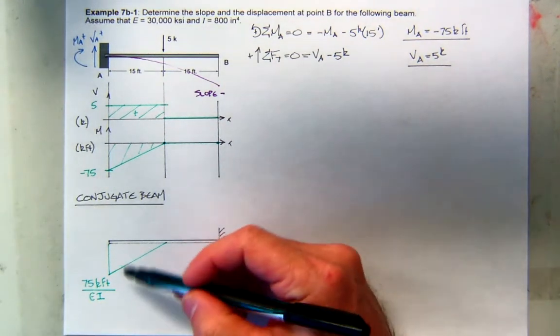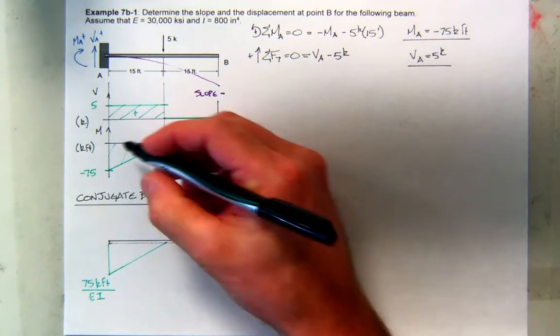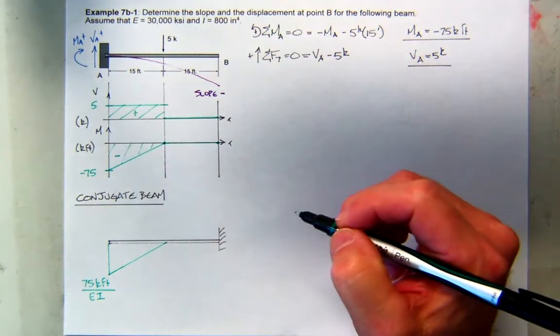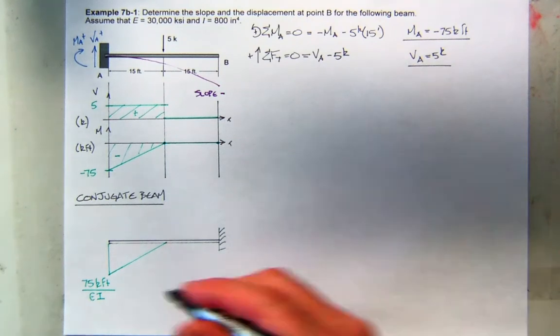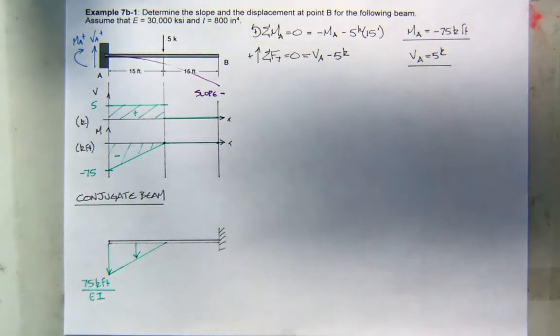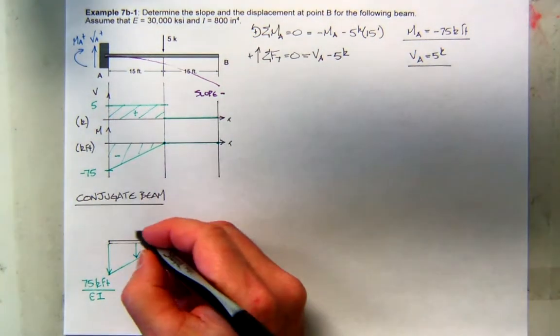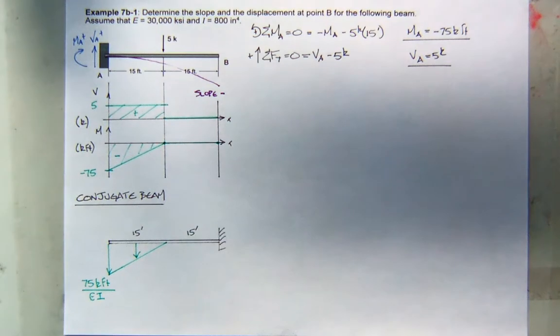Now, what's the direction of this load? Well, this is what kind of moment? Positive or negative? Negative. Negative load is up or down? Down. So this becomes a negative load. And just to give you the dimensions, don't forget this is 15 and this is 15. So there's our conjugate beam.